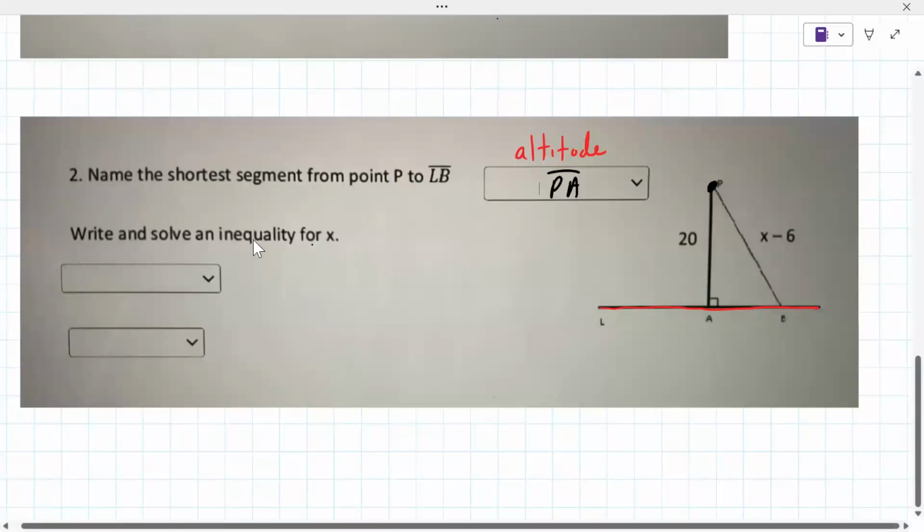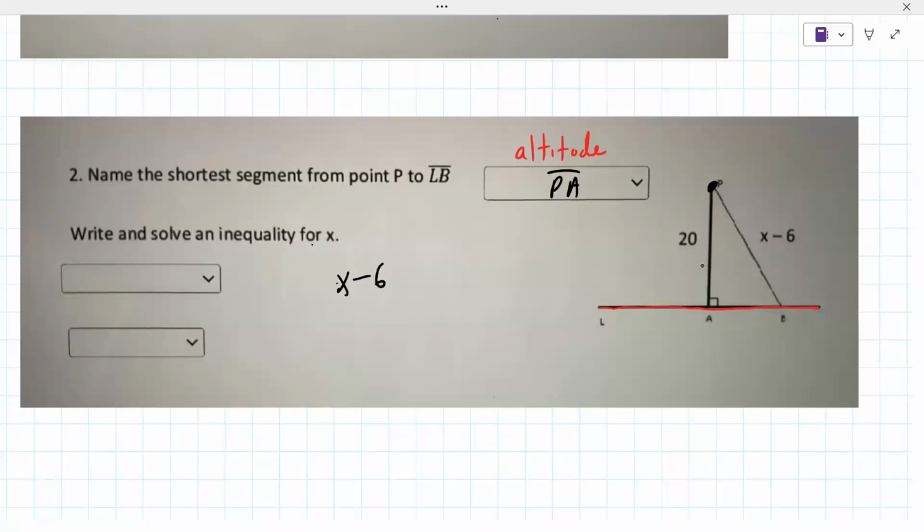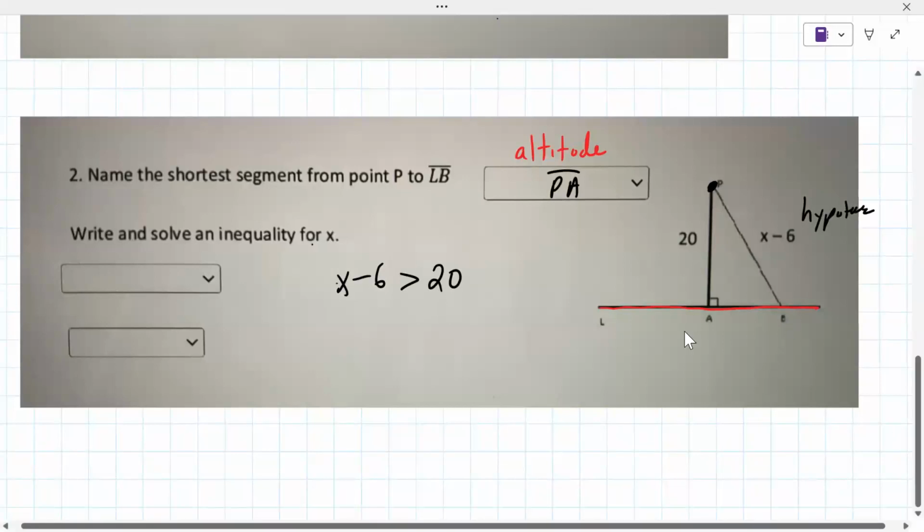All right, write and solve an inequality for X. Okay. So X right here, this hypotenuse has to be larger than this side right here. So we have to say that X minus 6 has to be greater than 20. And it's always the case that the hypotenuse, which is the largest side of the triangle, has to be longer than any of the other sides.